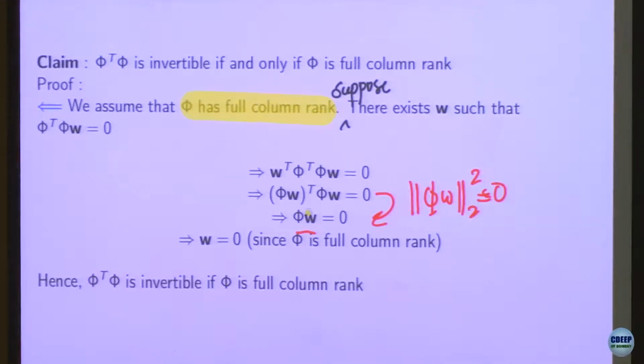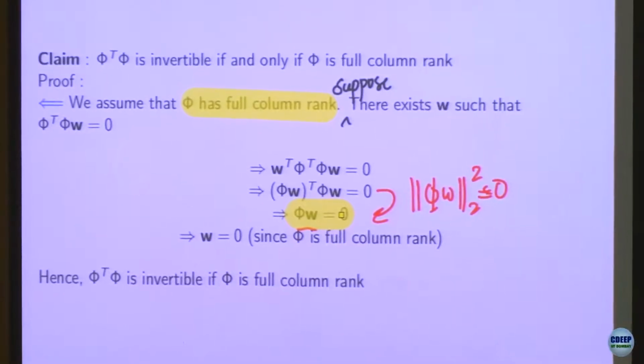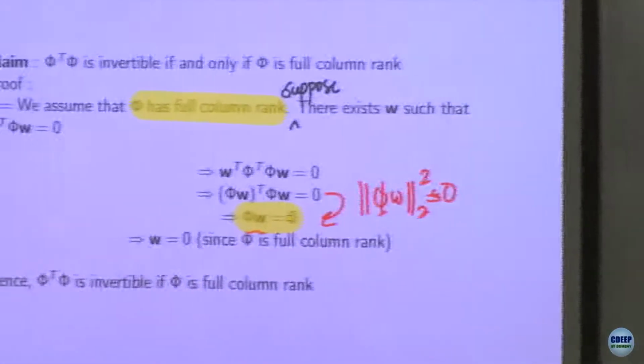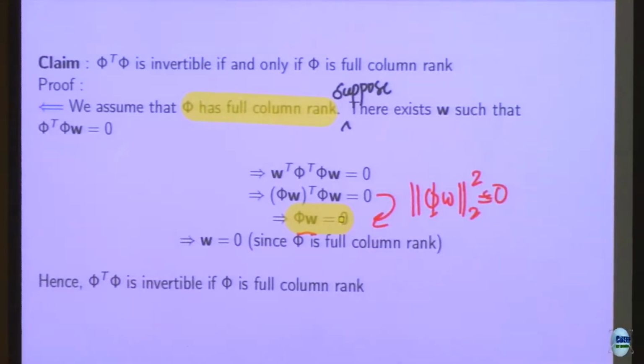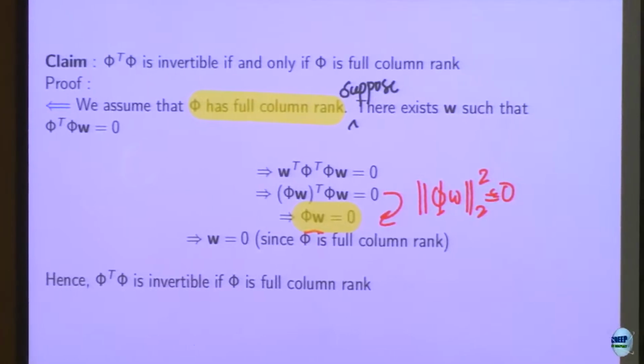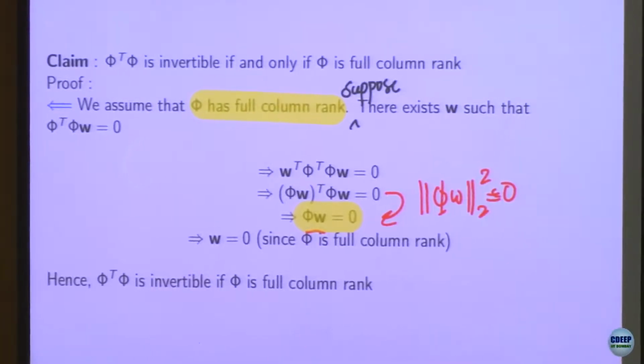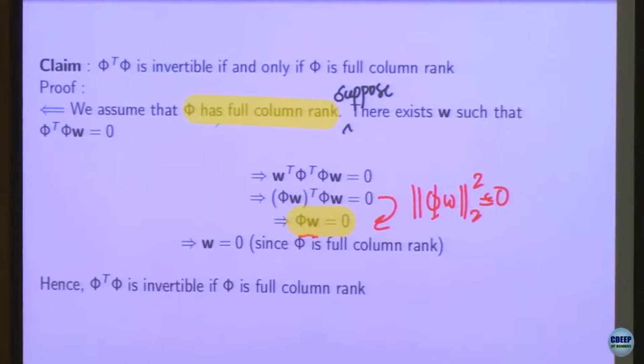Phi has full column rank, and now we are saying phi W equals 0. What should that mean? That the only linear combination of linearly independent vectors that will give you 0 is 0, right? So these two together mean that W must be 0. Phi W equals 0 and phi is full column rank, which means W equals 0. So hence phi transpose phi is invertible if phi is full column rank.